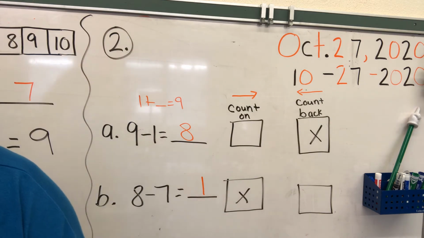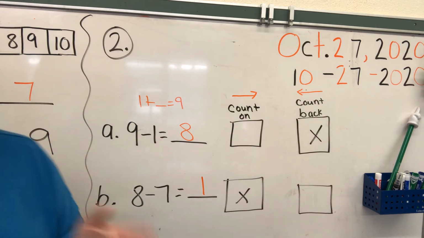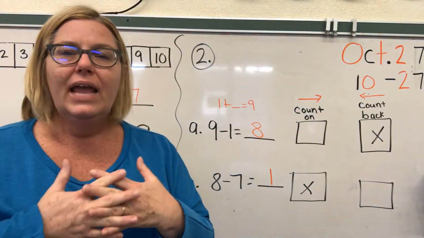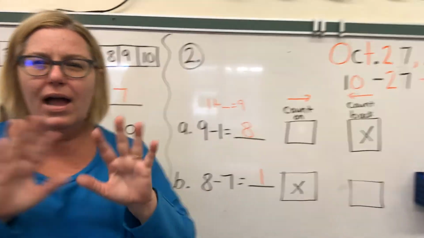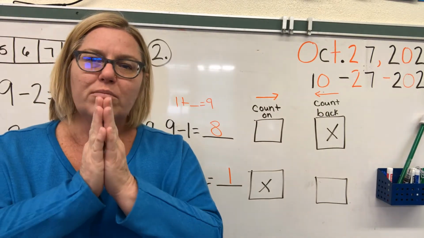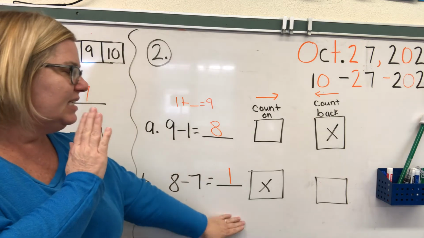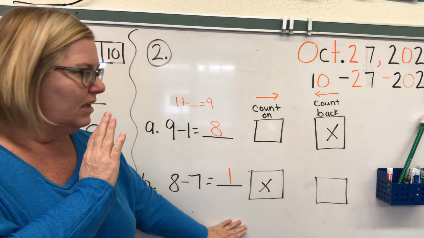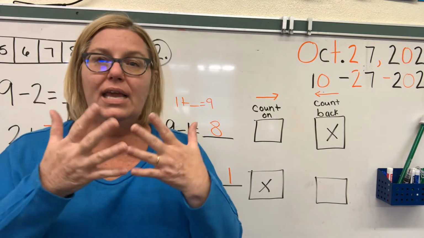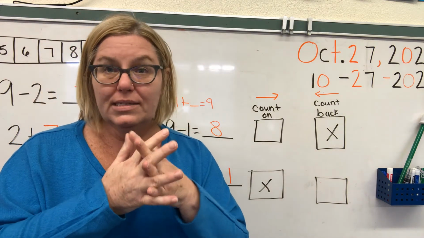So, you know, it's going to be hard to choose if you're going to count on or count backwards sometimes, and that's okay. Just think about how far apart or how close the numbers are. The closer the numbers are, the easier it is to count on. The further apart they are, the easier it is to count back. But either way, we're going to come up with the same answer.